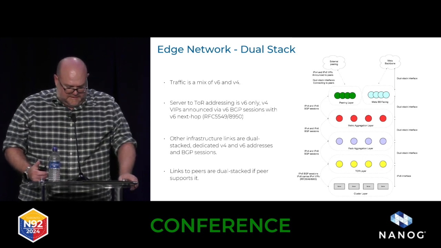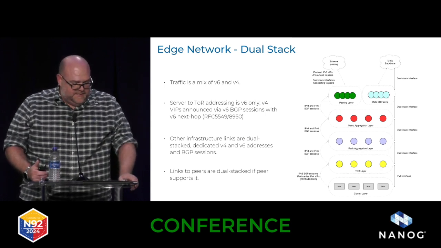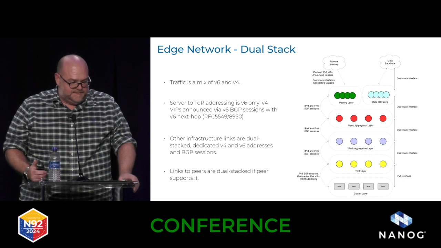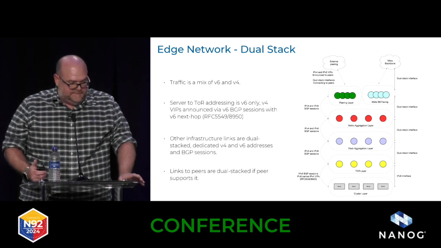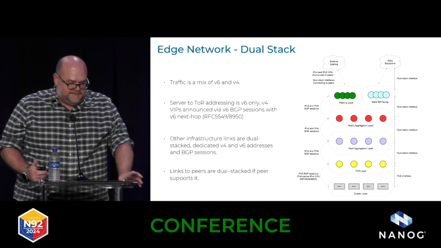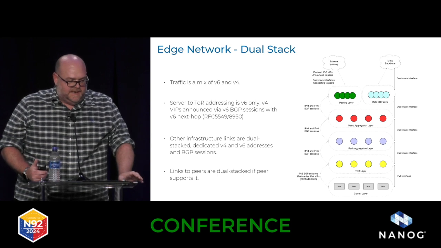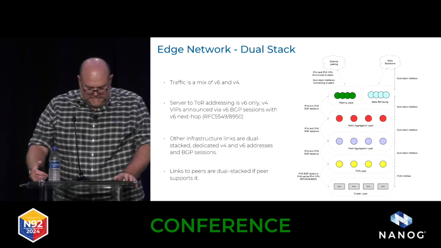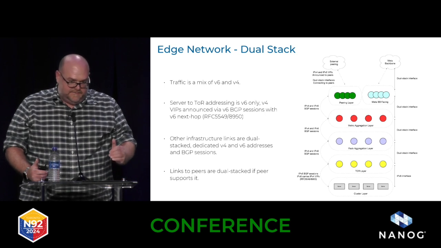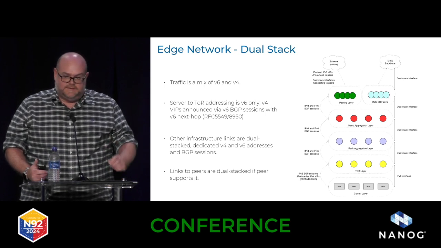So this is a simplified diagram of the edge network. Starting from the bottom going up, we've got the server to top of rack. That is already IPv6 only. And we have the top of rack to rack aggregation layer through to a metro aggregation layer, which connects many rack aggregations, and then to our peering and backbone layers. All of the connections between these layers are fully meshed and dual stack.